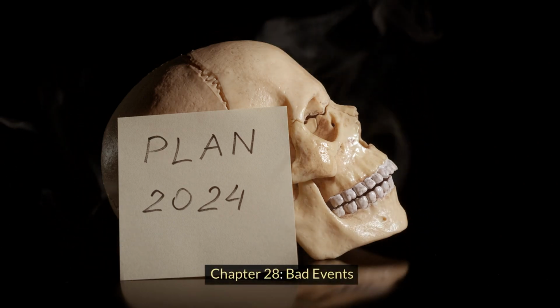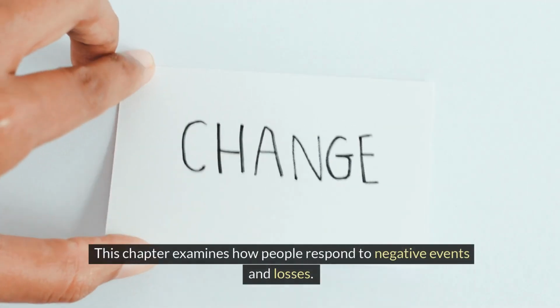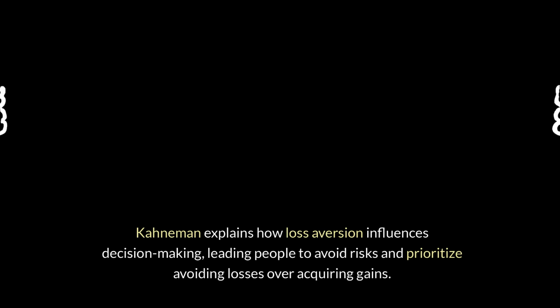Chapter 28, Bad Events. This chapter examines how people respond to negative events and losses. Kahneman explains how loss aversion influences decision-making, leading people to avoid risks and prioritize avoiding losses over acquiring gains.